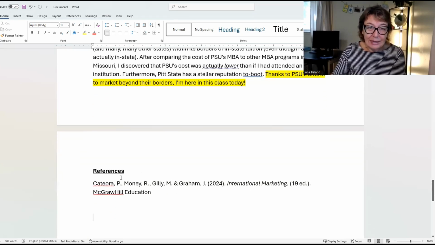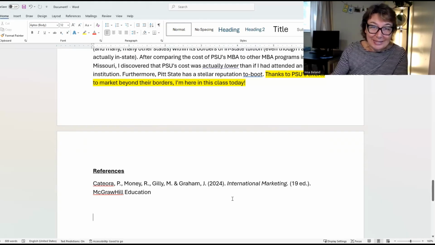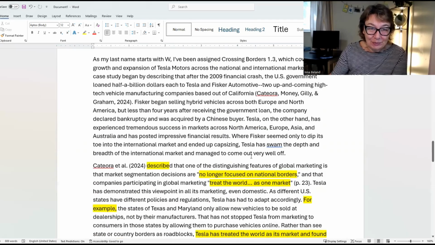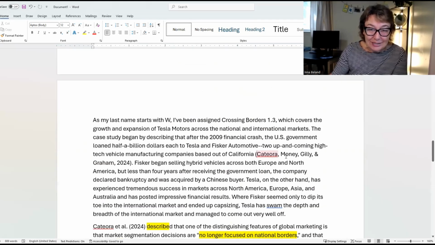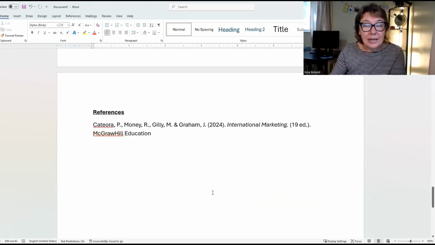And your post has references, one reference, which is a textbook. Very good. So once again, the sources must appear in two places. The first place is your text, your in-text citations, like this one. And the second place is the references. The in-text citations and the references must match.